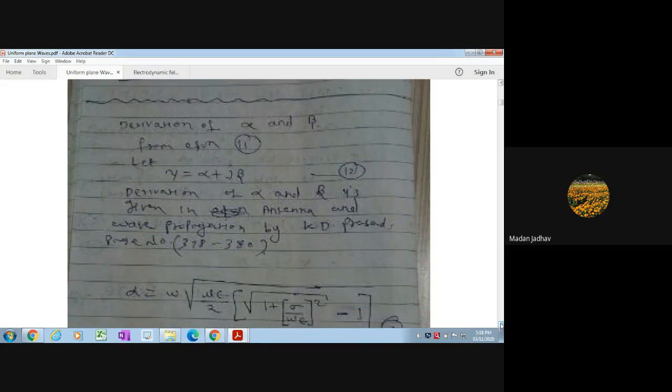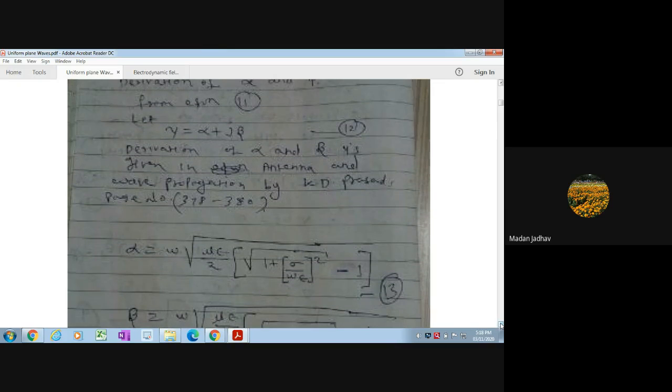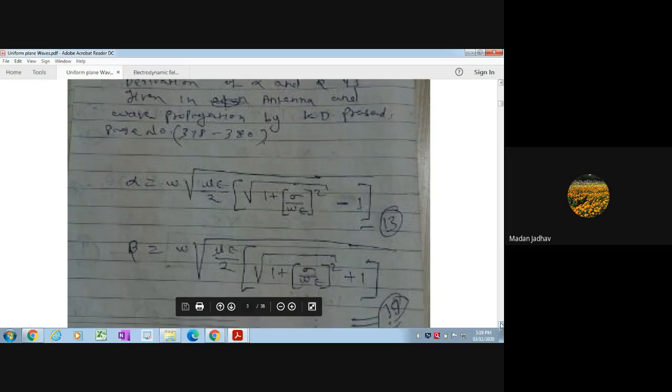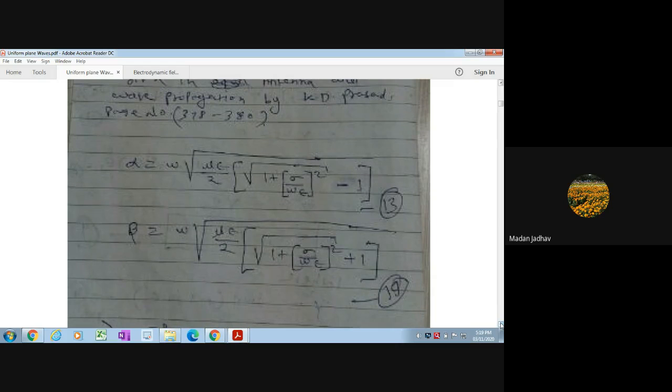Now we can also obtain the equations. First of all, the equation for the attenuation constant: alpha is equal to omega into square root of mu epsilon divided by 2, in brackets, square root of 1 plus sigma divided by omega epsilon, the whole squared, and out of this square root, minus 1, bracket close. That is alpha. And beta is equal to omega square root of mu epsilon divided by 2, in brackets, square root of 1 plus sigma by omega epsilon, the whole squared, plus 1.